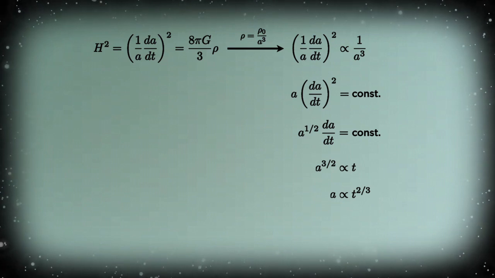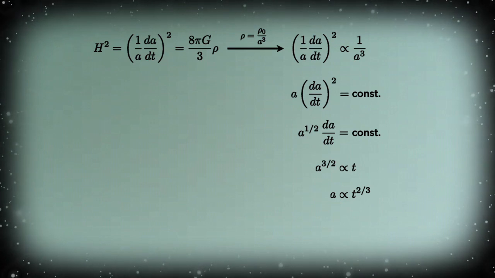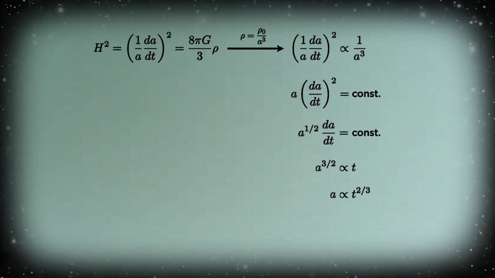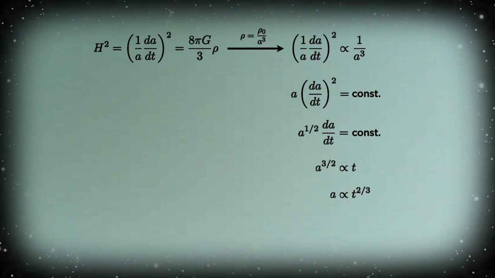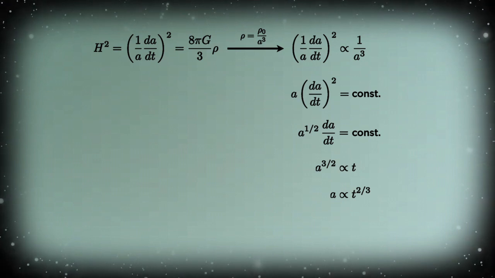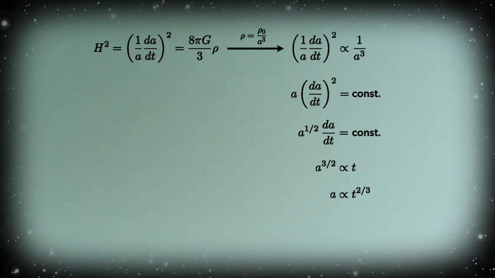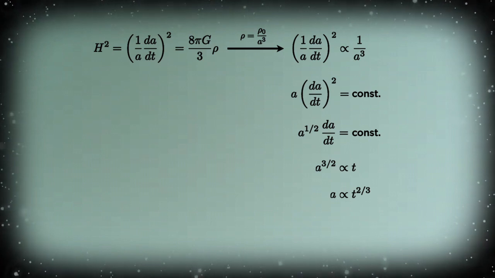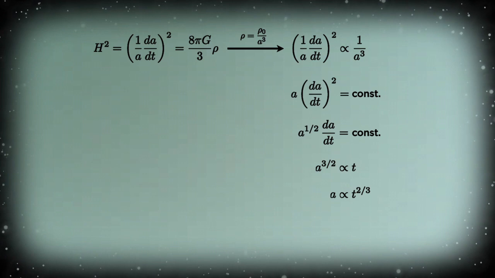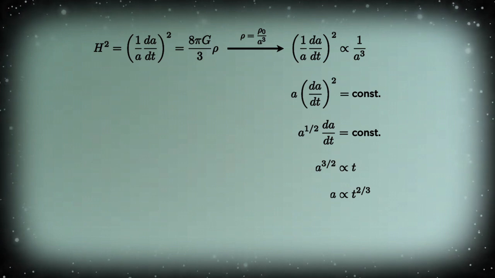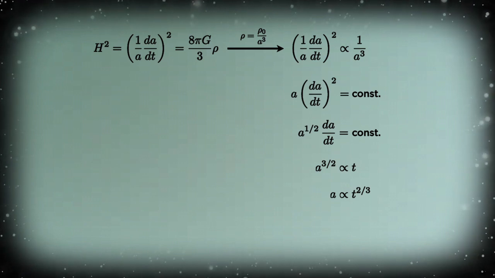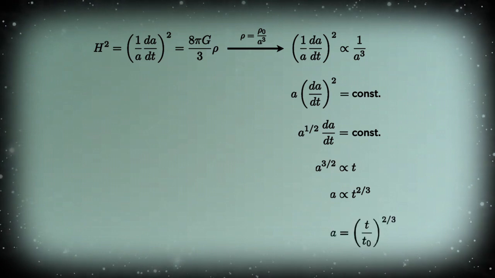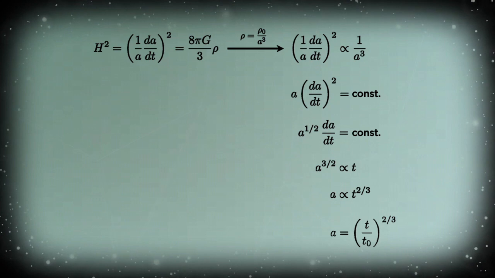We've just learned that the cosmological scale factor grows with time, but not at a constant rate. Expansion at a constant rate would imply A is proportional to t. Gravity decelerates the expansion, making it go like t to the 2/3 instead. Since we've agreed to use units such that A equals 1 at the current time, t naught, we can write A as (t over t naught) to the 2/3 power.